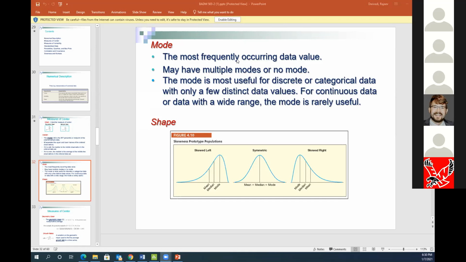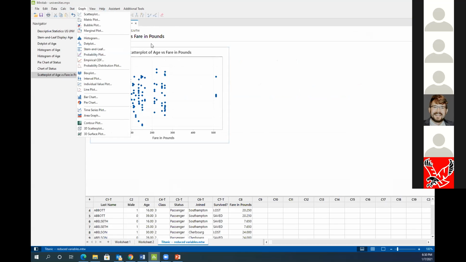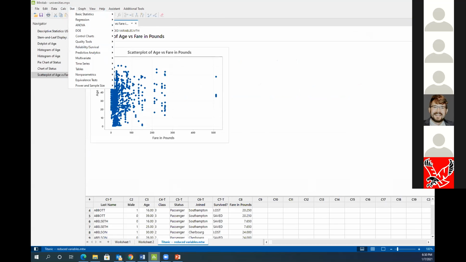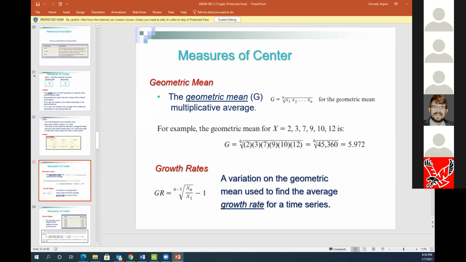So for example, in our Titanic data, I'm going to do that once we finish a little bit about the theoretical part, then we will do all the things.